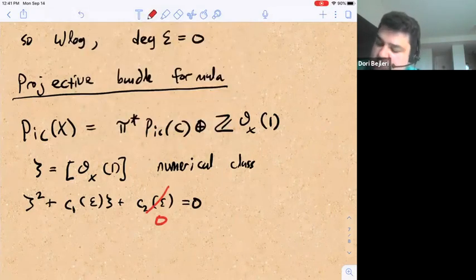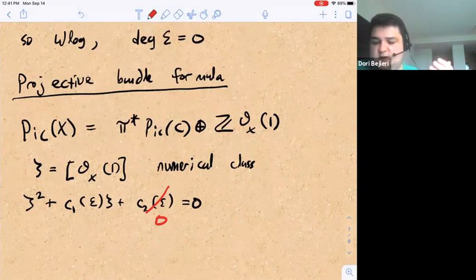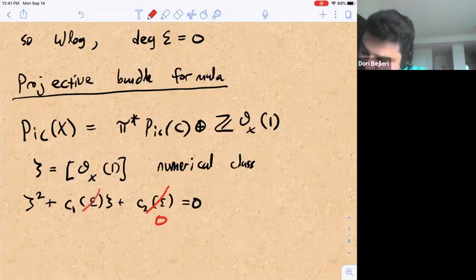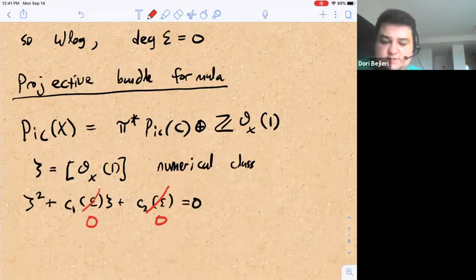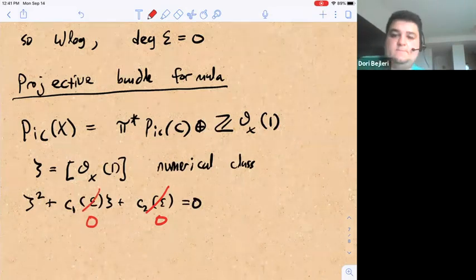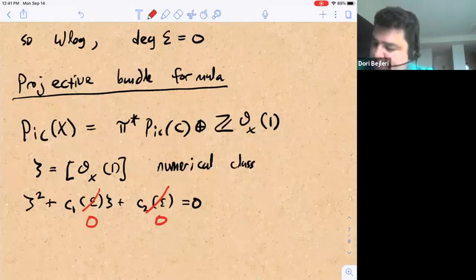And also c1 of E, the first Chern class, well, that's the determinant of E as a line bundle, but as just a numerical class, it's the degree of E. And here we're assuming degree E is 0, so this also vanishes. And so our relation is that Xi squared is 0. So that gives us the first piece of our intersection pairing.